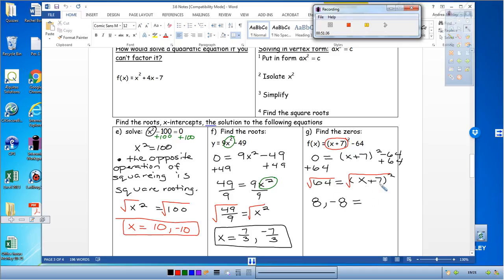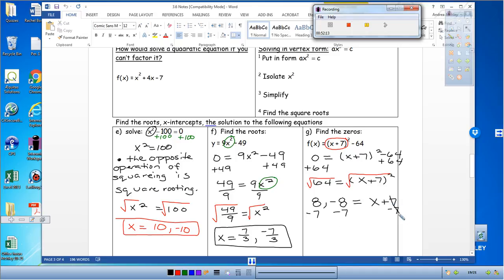Now, what's the square root of x plus 7 squared? What are the lengths of the sides? If the area was x plus 7 squared, what would be the length of the sides? x and 7. x plus 7 times x plus 7. So it's just x plus 7. It just undoes that square. Okay, x is not by itself, so now I have to subtract that 7. Since I have two answers here, I need to subtract 7 from 8 and from -8.